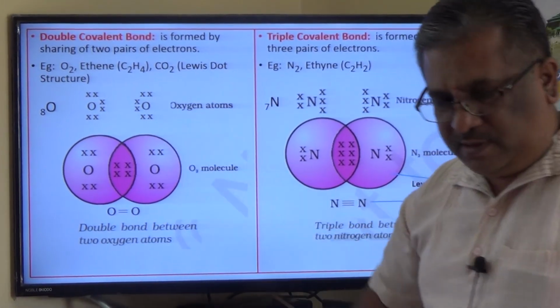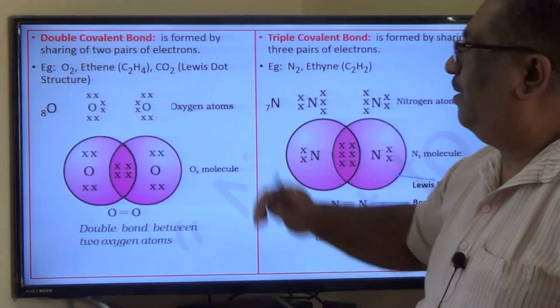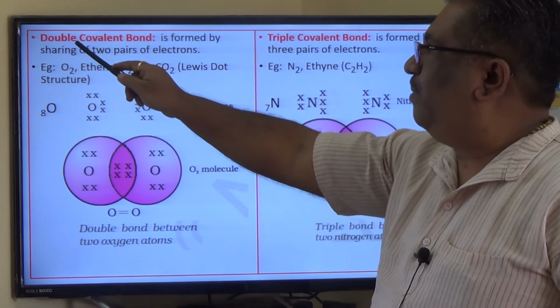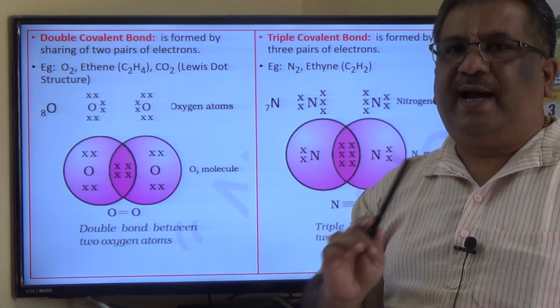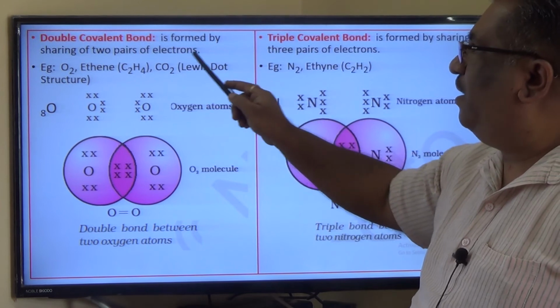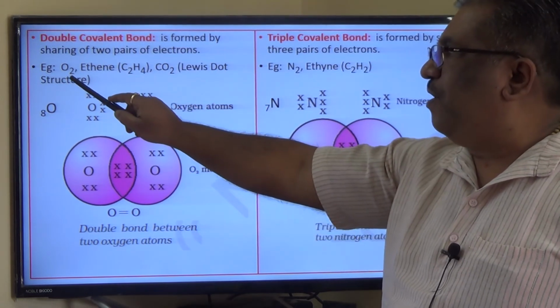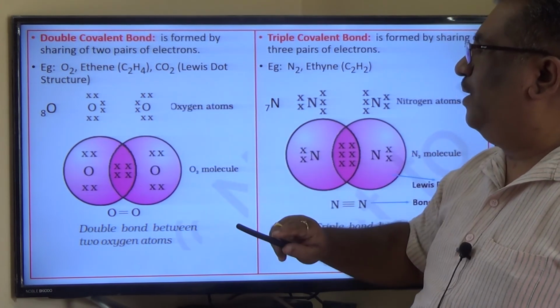Now let us have a look at double covalent bond. Covalent bond, sharing electrons. Double, two pairs of electrons are shared between the atoms or the elements. So double covalent bond is formed by sharing of two pairs of electrons. Examples: formation of oxygen molecule, ethene molecule, CO2 molecule.